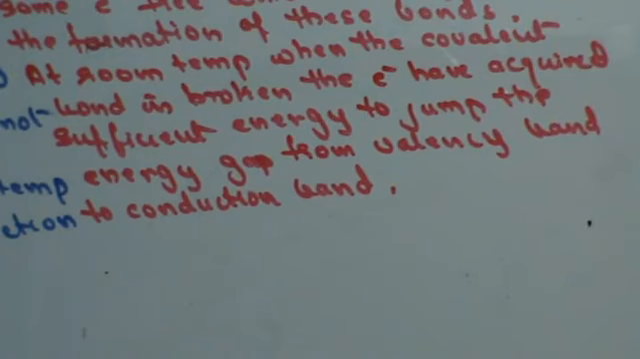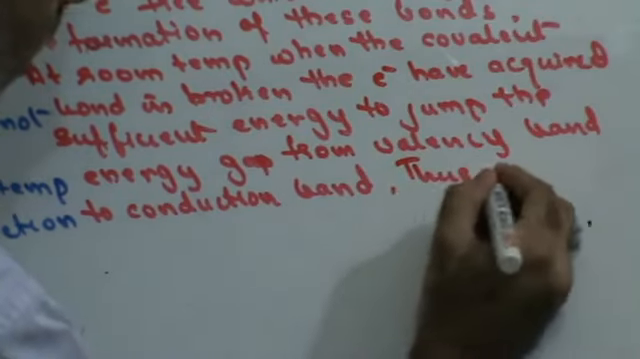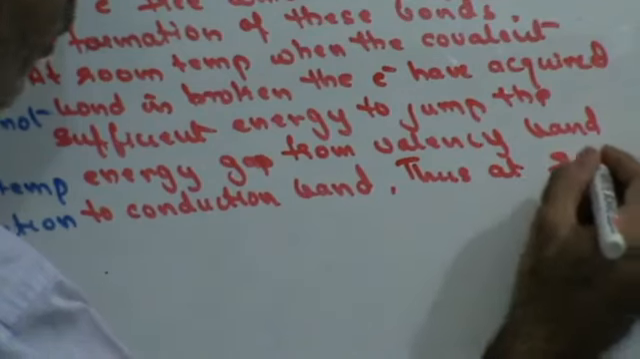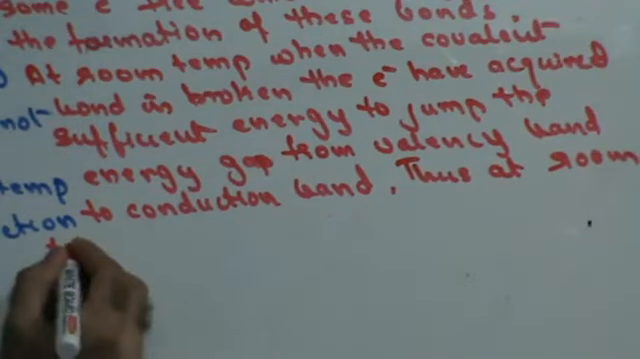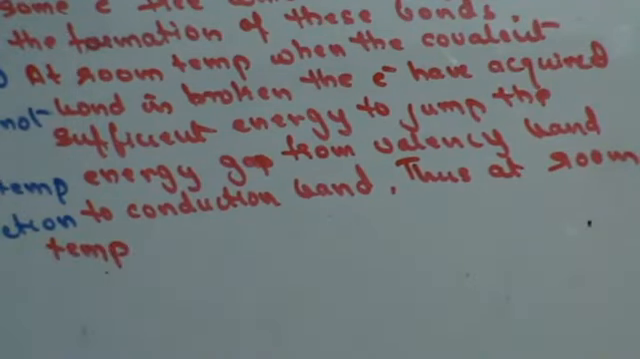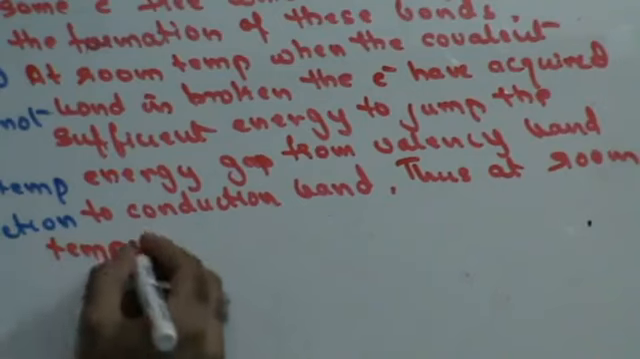Thus at room temperature, some electrons which have crossed over to the conduction band impart little conductivity to the semiconductor.